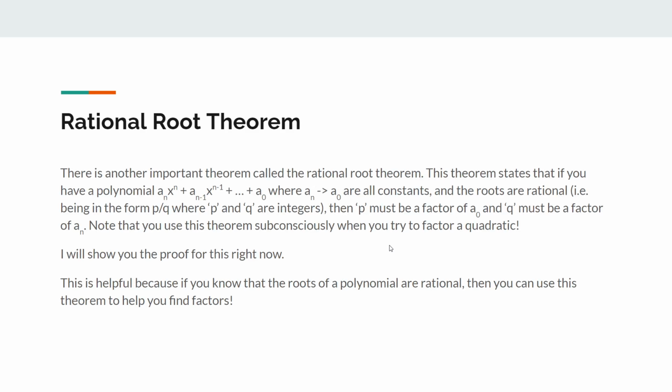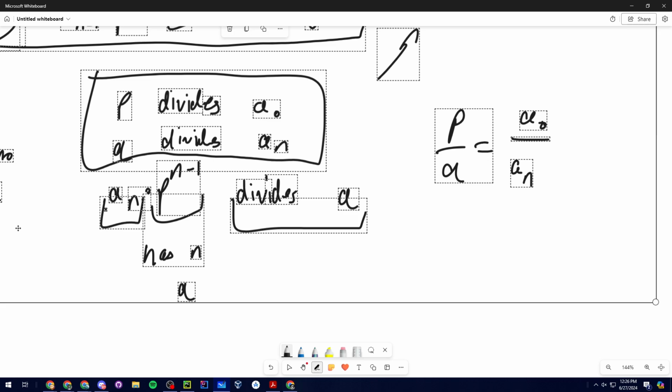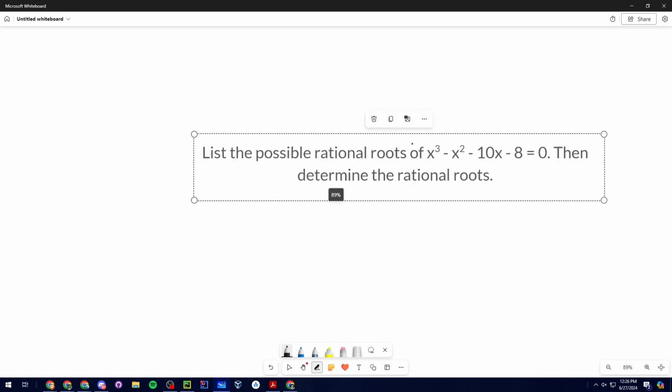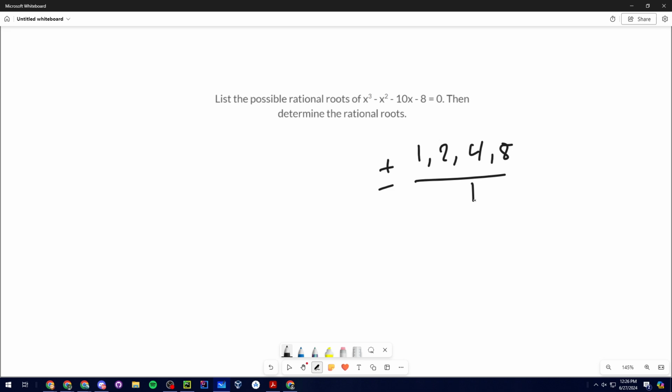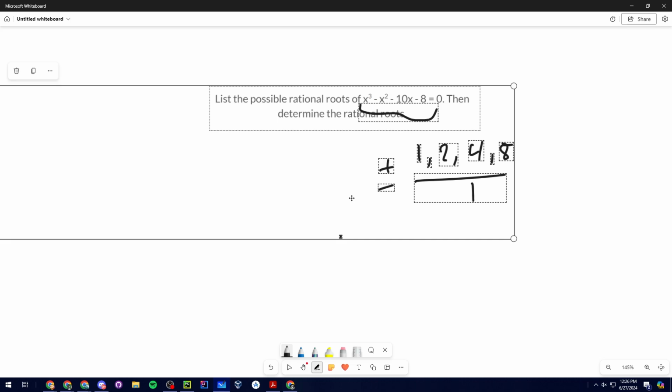I don't want the video to be too long, so I might just gloss over it. So the possible roots, let's do some practice: we have plus or minus the factors of 8, which are 1, 2, 4, 8, over the factors of 1. So we know that 1, 2, 4, and 8, positive or negative, must be a possible root. You can figure out which one works and then work from there. I'm not going to do the whole problem because I want to go on to the next stuff, but you can determine the possible rational roots yourself.